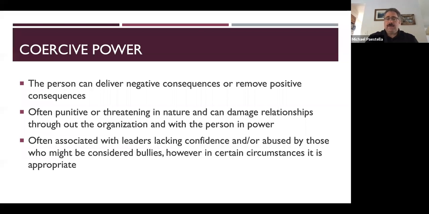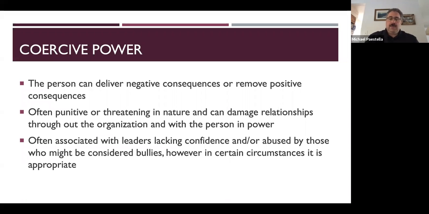Not only can this damage the relationship between you and the person wielding coercive power, it also can really have a damaging effect throughout the organization. So from members to committee chairs to officers, this is one that really can have some negative ripple effects. Often someone who will use coercive power is someone who lacks confidence or someone who's a bully. And in some cases, that may be the same thing, where you have a bully who lacks confidence that way.